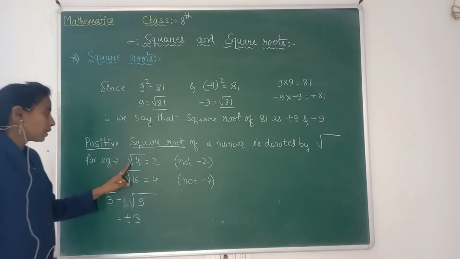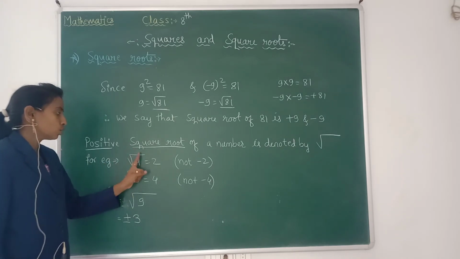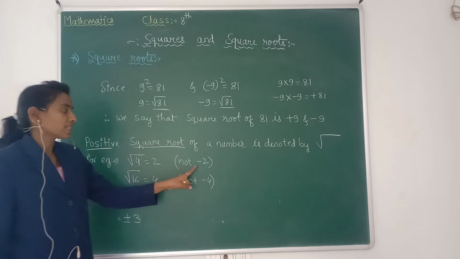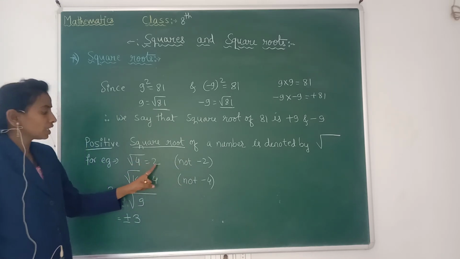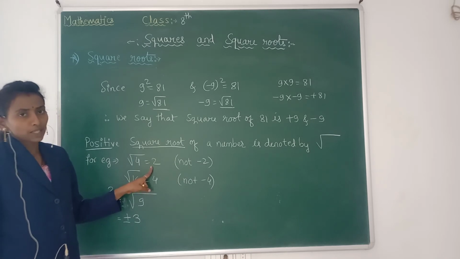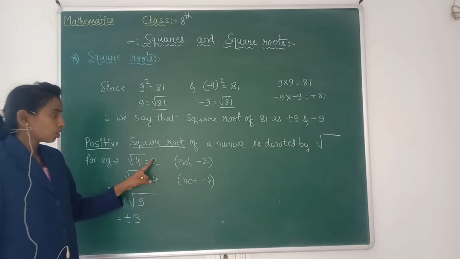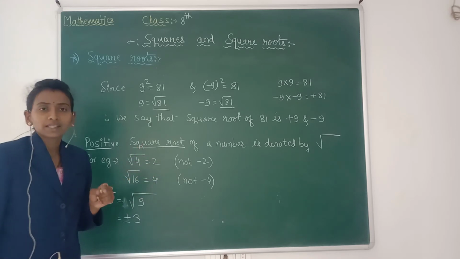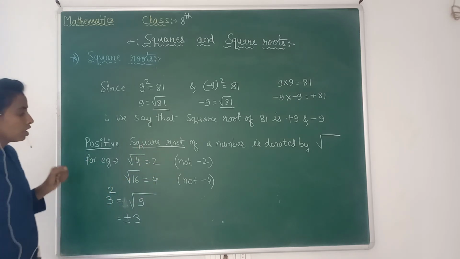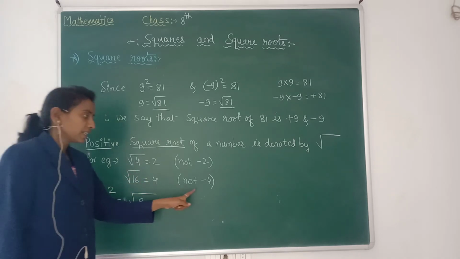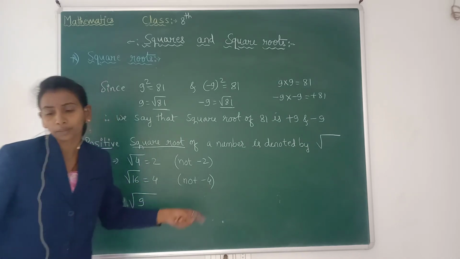So for example, square root of 4 is equal to 2. We are not writing it as minus 2. So only we are considering plus. It has two values, plus 2 and minus 2 also. But in this chapter we are considering only positive integers. So the square root of 16 also we have as 4. We are not writing it as minus 4.